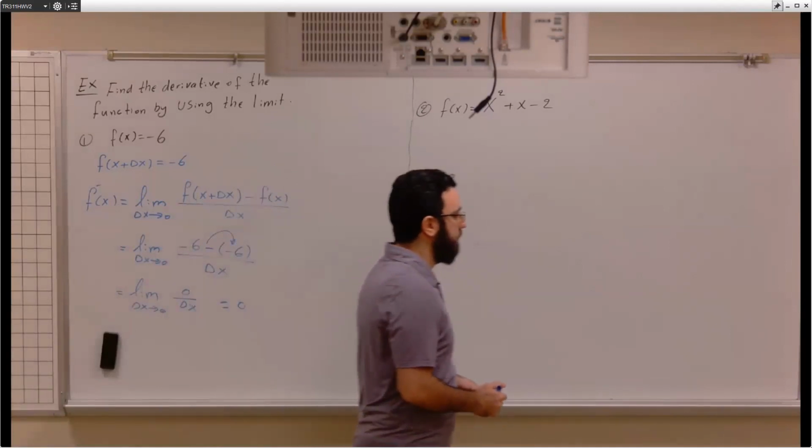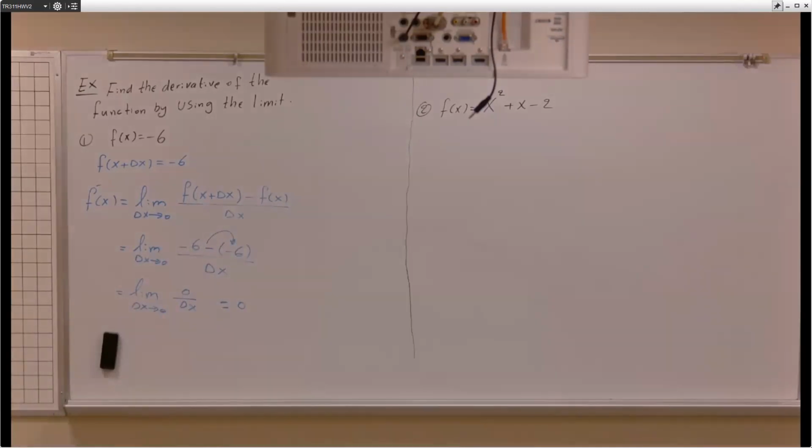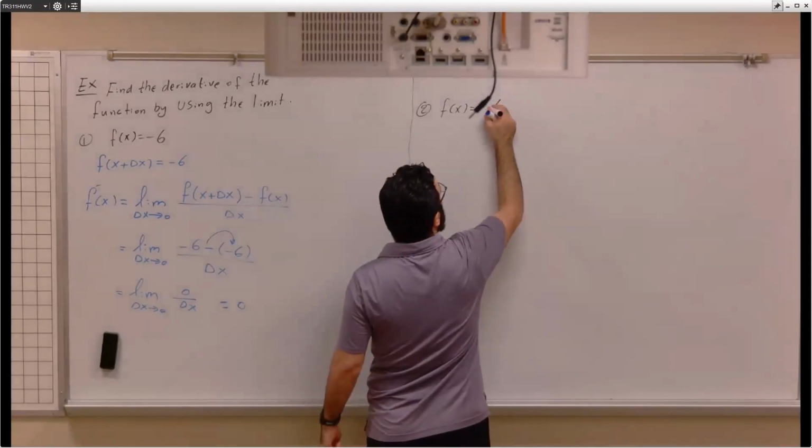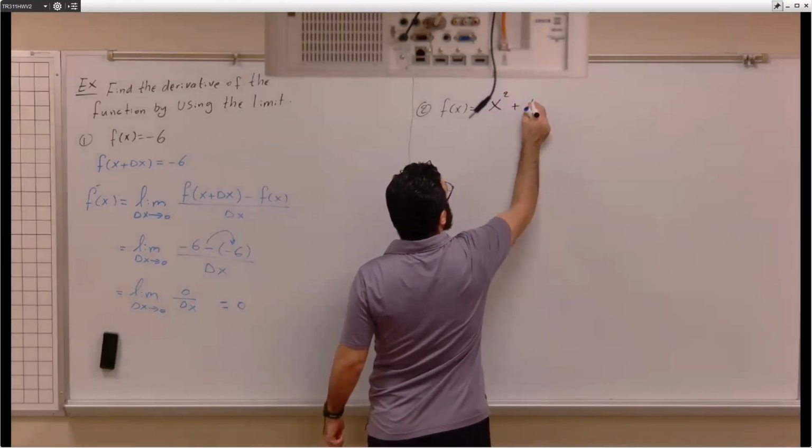Next example. Let's see, this is just x squared here. Start again. f of x equals x squared plus x minus 2.